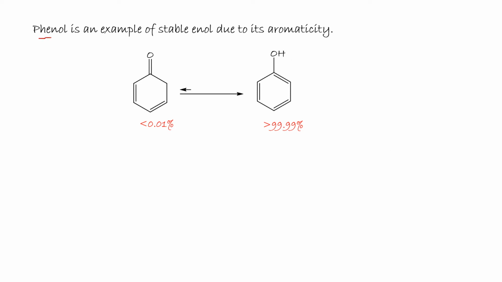Phenol is an example of a stable enol due to its aromaticity. So phenol here is above 99.99% in the enol form, less than 0.01% in the keto form. Why? Because you have here an aromatic system, a highly stable system.